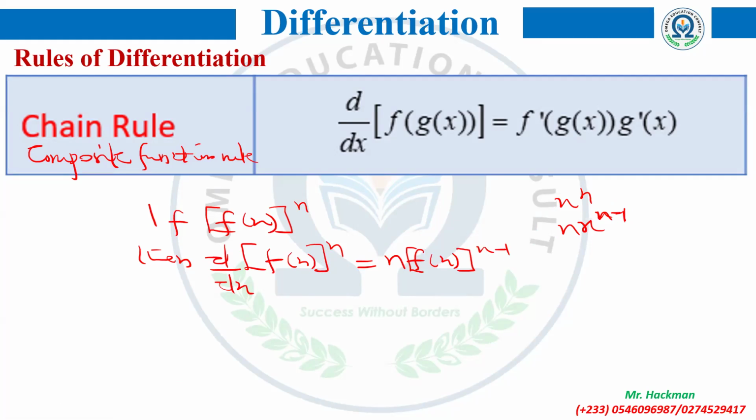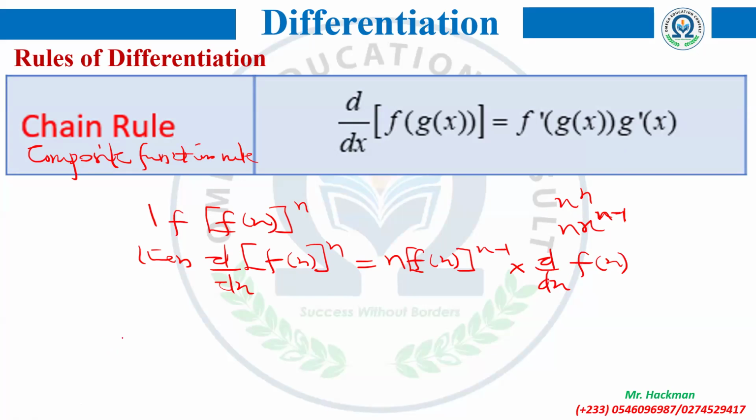But unfortunately, that is not all. It is supposed to be times the differential of the function itself that you are raising to the power. So it will be d dx of what? f of x. So this is the composite function rule or the chain rule. This is taking its source from that.